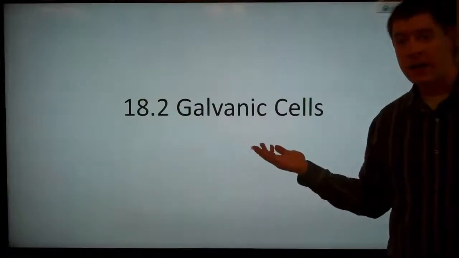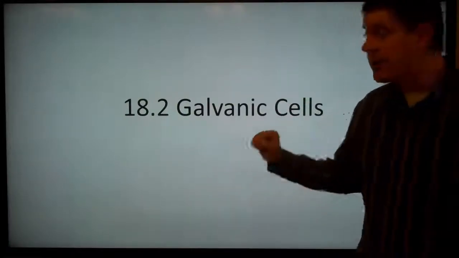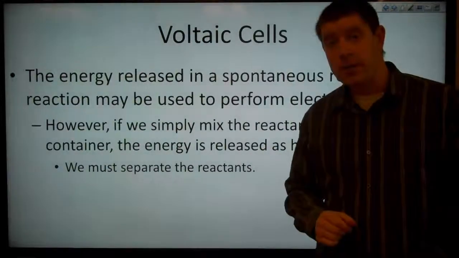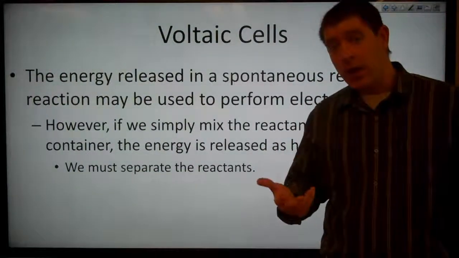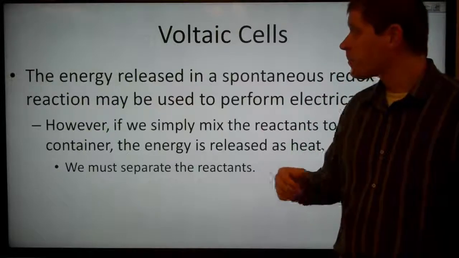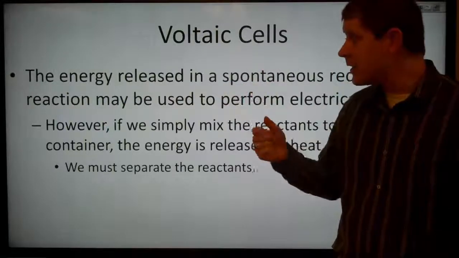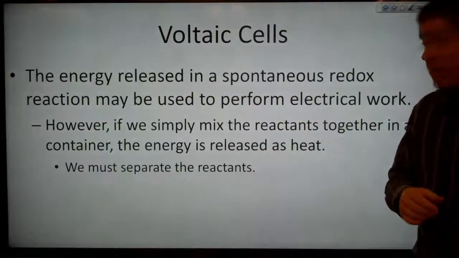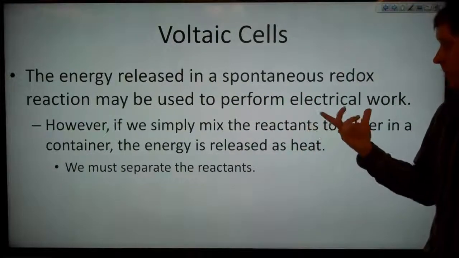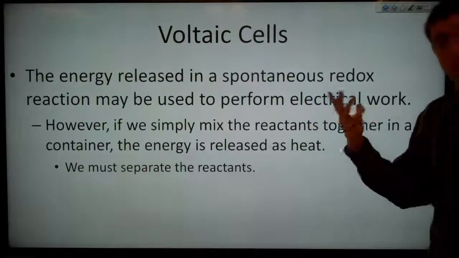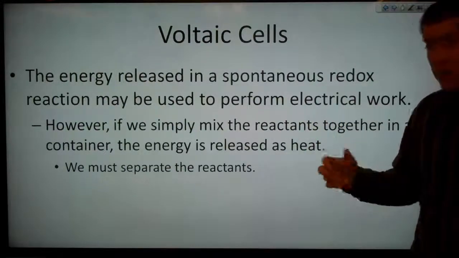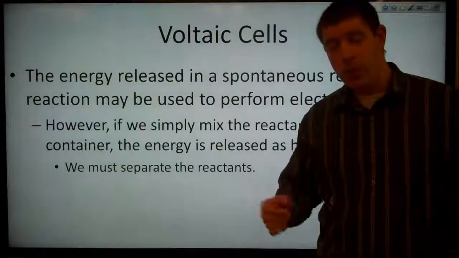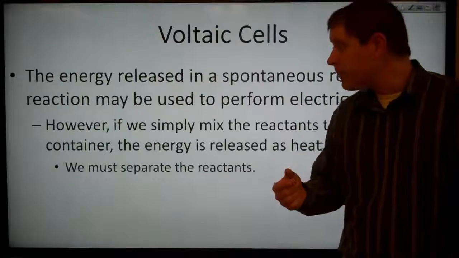Welcome to galvanic cells. We've already talked a little bit about balancing redox reactions and what redox reactions are, and now we're going to look at some of the applications. So galvanic cells, or voltaic cells, are what we're going to discuss here. The energy released in some spontaneous redox reaction can then be used to perform some electrical work. So we can light up a light bulb, we can run an iPod or an iPhone, we can run a car, something like that.